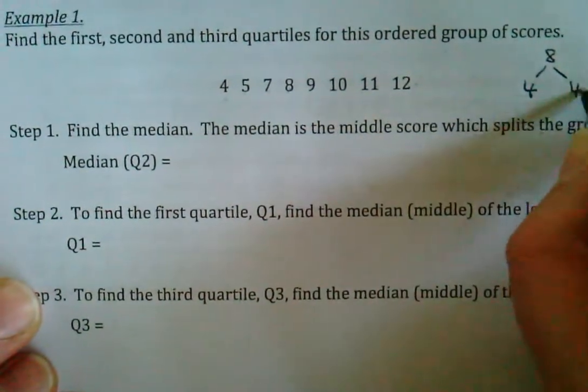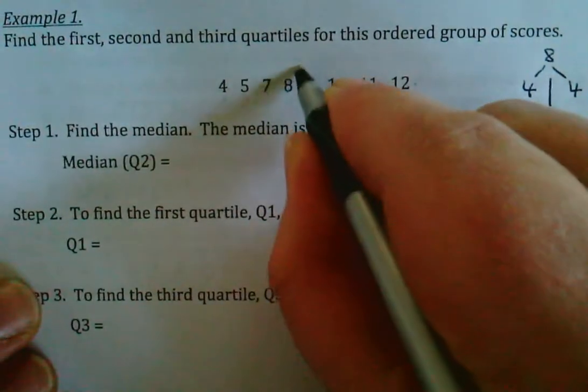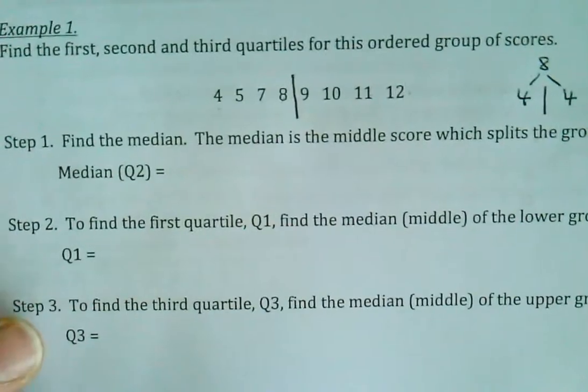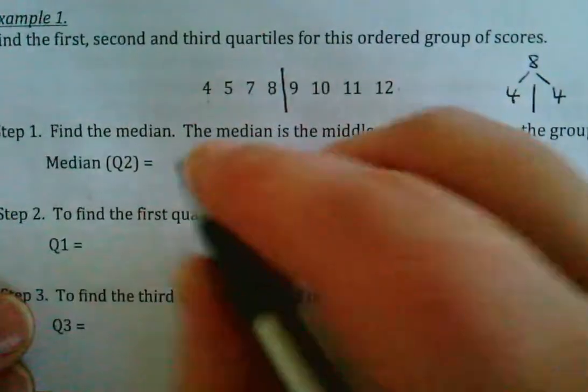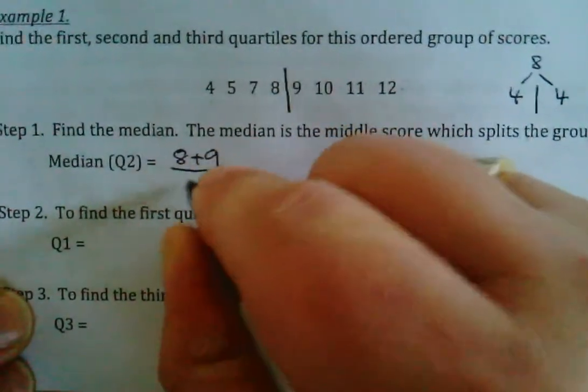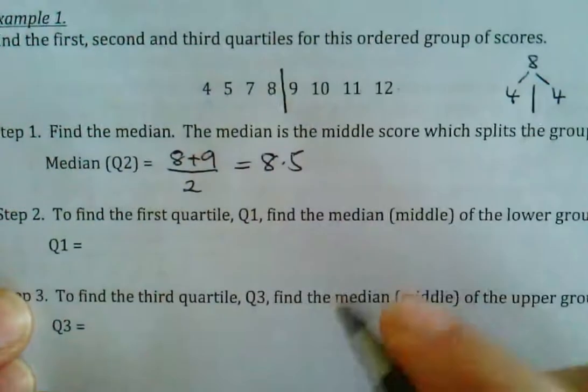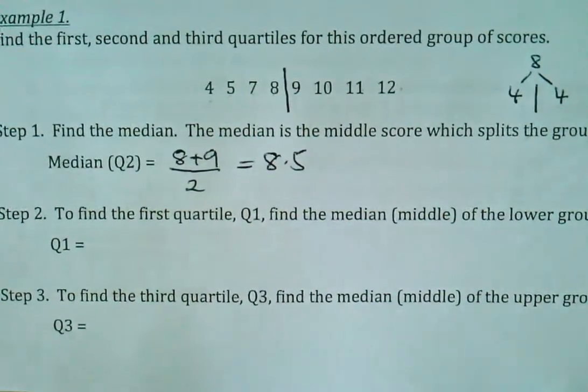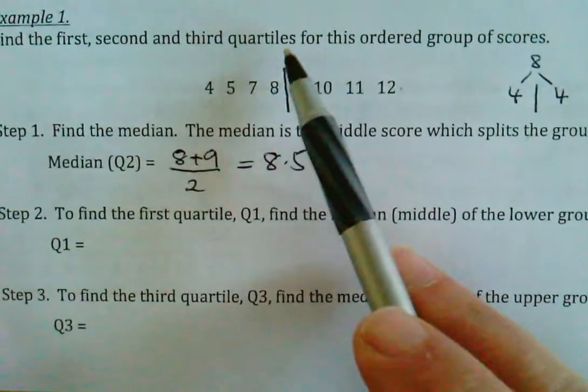4 and 4, medians there. So I put a line down here. 4 scores on the left, 4 on the right. What's the median? It's the average of 8 and 9. I wouldn't even write it as 8 plus 9 over 2. I'd just say 8.5. It's halfway between 8 and 9. So the median is there.